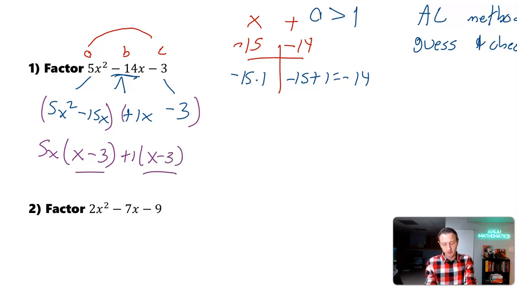So I'm factoring out the x minus 3, and I'm left with 5x plus 1. So right here, after I write this line, this is now factor by grouping.